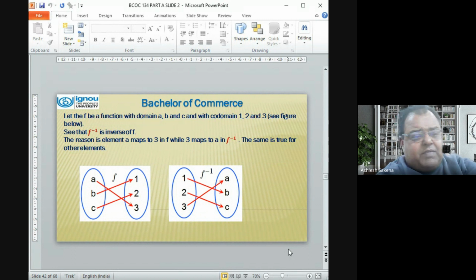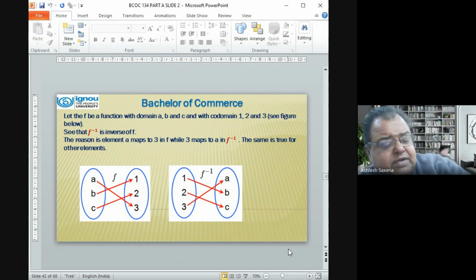Now we are talking about functions, so for f it will be f raised to the power minus 1. Now see, let the function f be the function with domain A, B, and C, and with codomain 1, 2, 3. Now we have to see f inverse. What is happening with f inverse? See the change. The reason is that f inverse is the inverse of f: element a maps to 3 in f, while 3 maps to A in f inverse. The same is true for other elements.